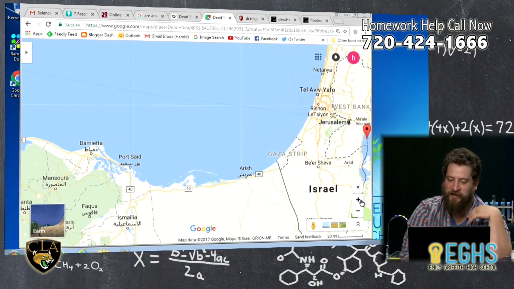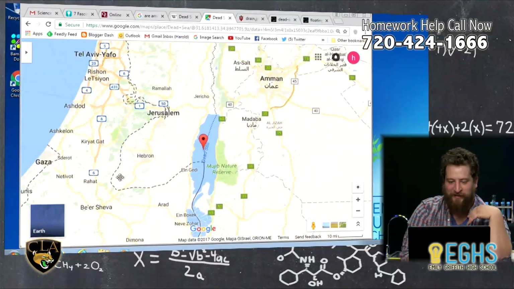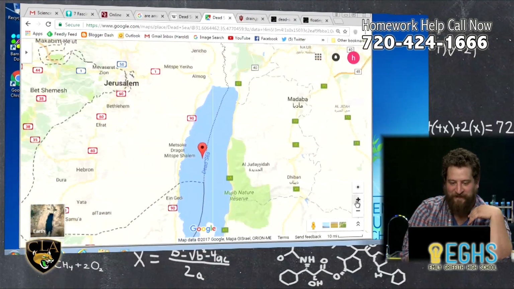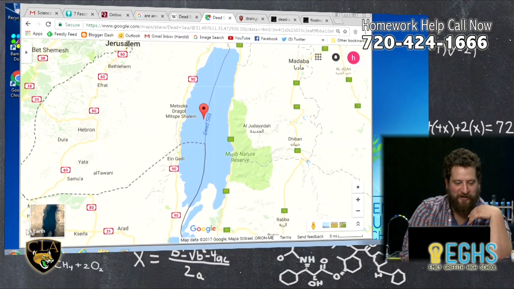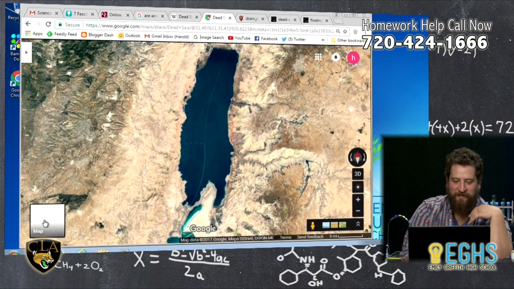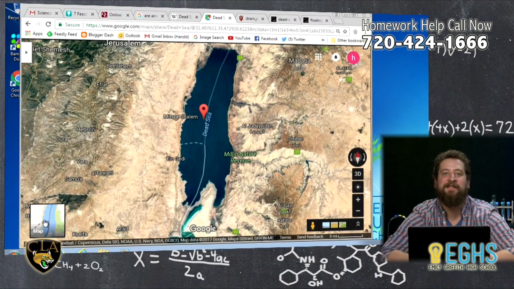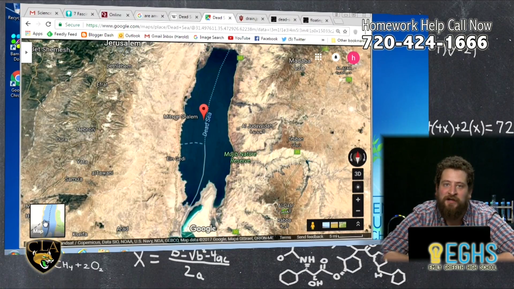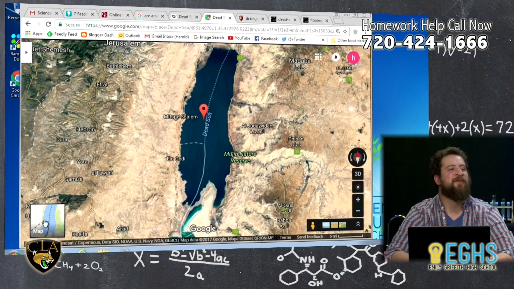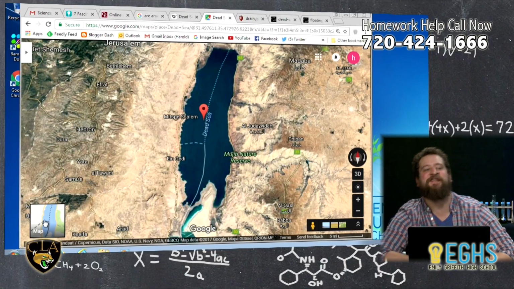And I'll just zoom in a little bit, not to the Mediterranean, but here to the Dead Sea. And I'll maybe do Earth view so we can see what it looks like. So there's the Dead Sea. So the Dead Sea is indeed the lowest elevation point on the Earth, and also what was the first part of the question, Caitlin? Saltiest natural lake, yes.